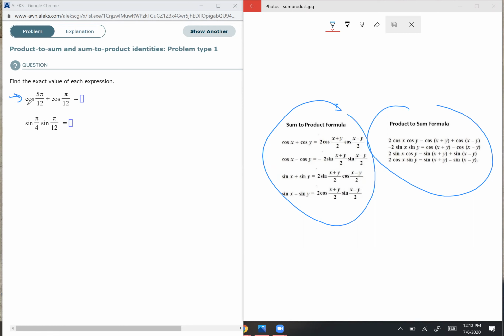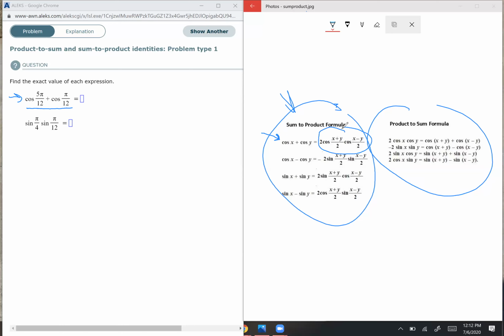What we're looking for here is matching this to one of these lines over here. So what I have is a cosine plus a cosine. So with that information, it looks like I'm going to use this first line here, cosine x plus cosine y. So when you have the cosine of something plus the cosine of something different, notice these are two different angles, I can rewrite them as a product.